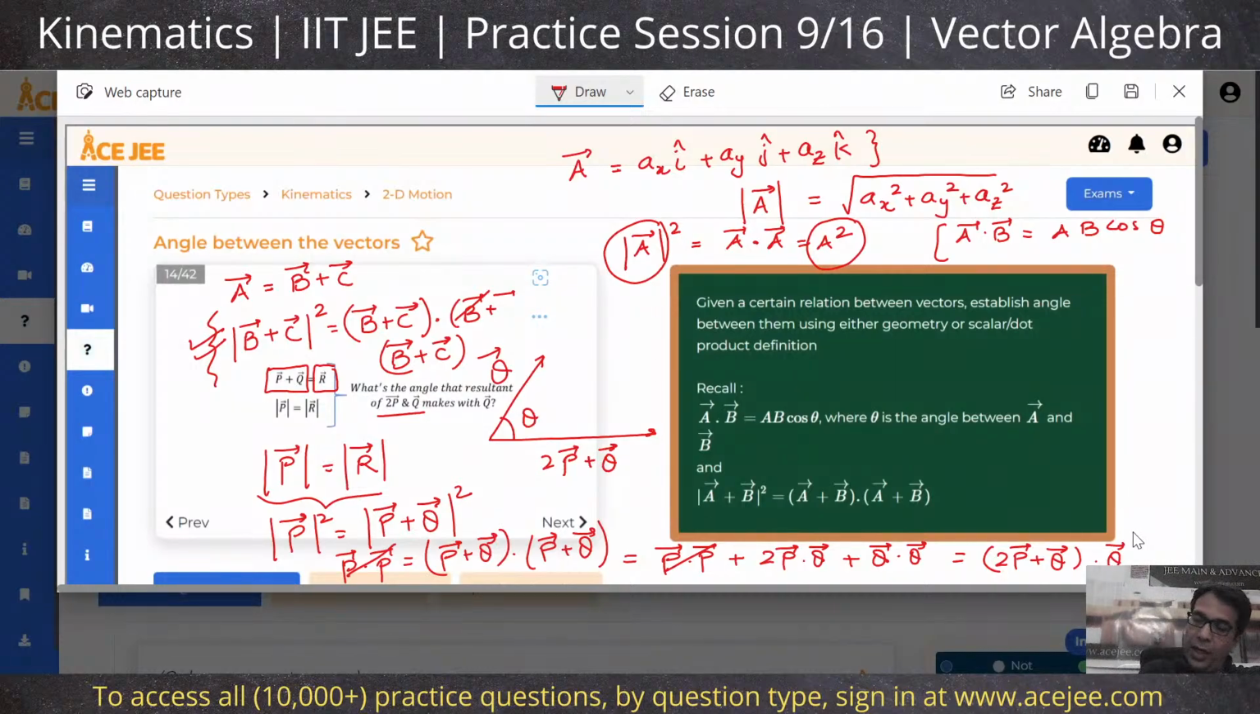Now, you see that 2P plus Q dotted with the Q vector is 0. So what does that tell us? That the two vectors are perpendicular to each other? Yes, sir. The angle between them is 90 degrees.